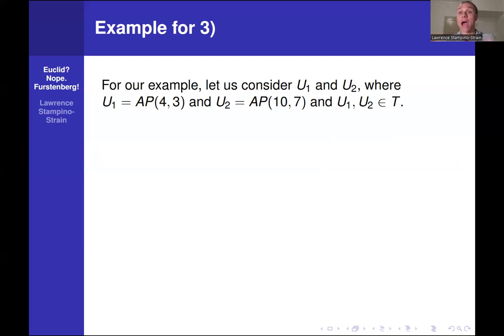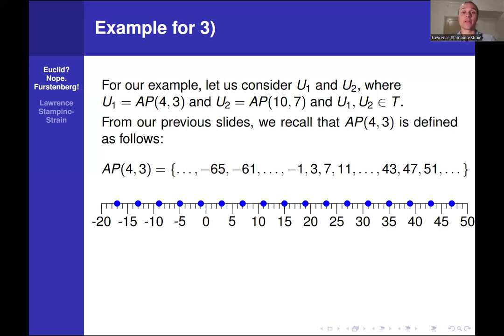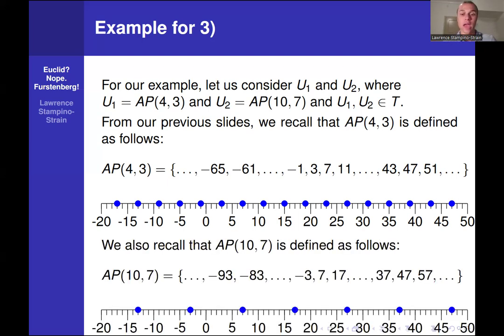For our example, let us consider U1 and U2, where U1 equals AP(4,3) and U2 equals AP(10,7), and U1 and U2 are elements of our arithmetic progression topology T, right? And that makes sense because we defined our arithmetic progression topology to contain all arithmetic progressions. So from our previous slides, we recall that AP(4,3) is defined as follows, right? It's this set, and visually, it's defined like this. And we also recall that AP(10,7) is defined as this set, and visually, it looks like this on the number line.